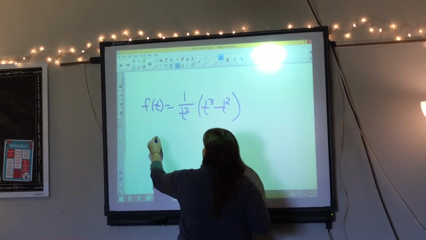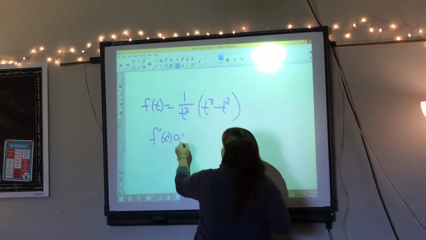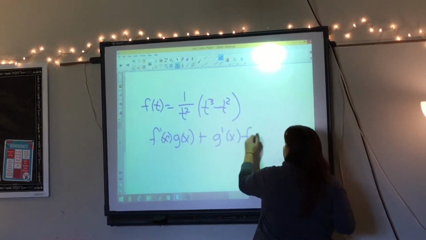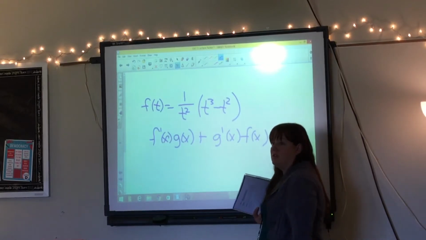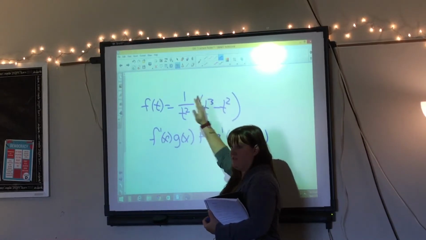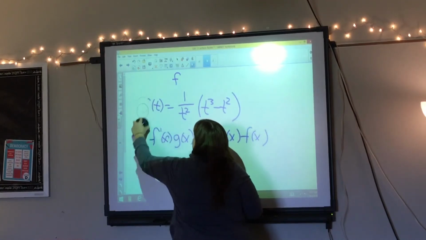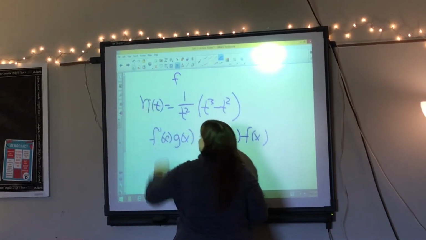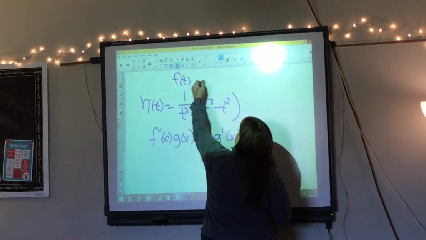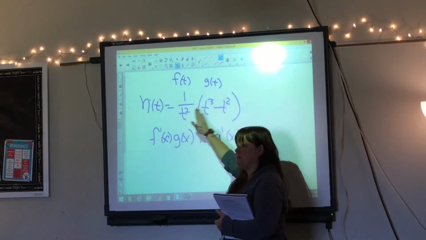So remember the product rule is f prime of x times g of x, plus g prime of x times f of x. And f and g are just the two functions that I'm multiplying together. First of all, I'm going to rename this because it's really annoying that they do that. That's h of t because that's our big function, right? So this is f of t, this is g of t. Because this is one function times another function.